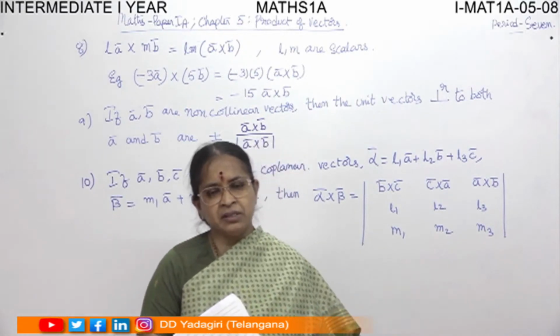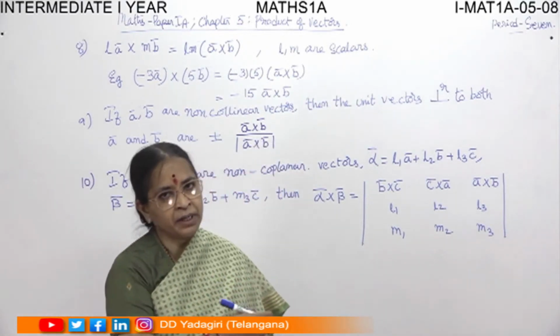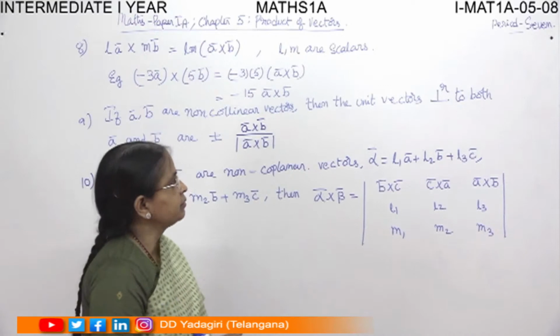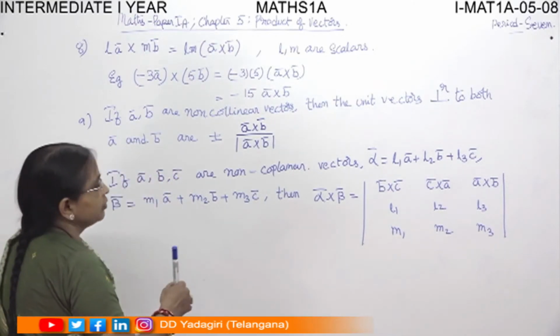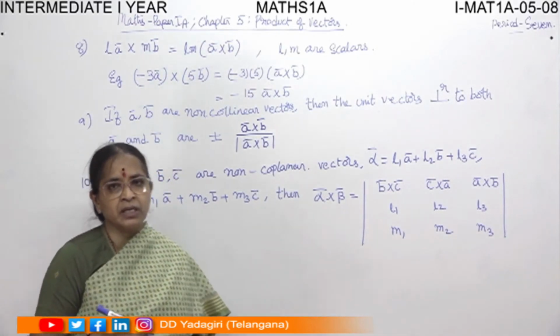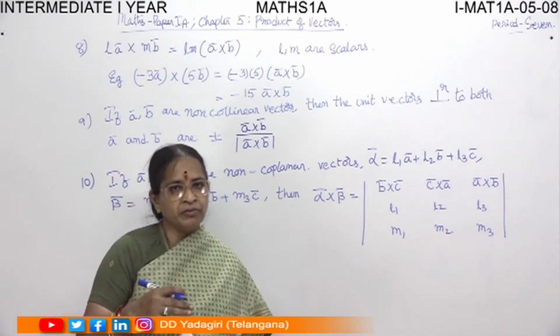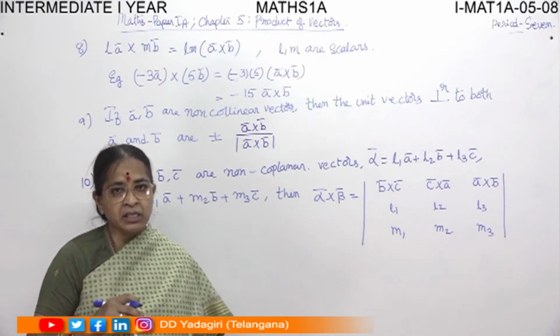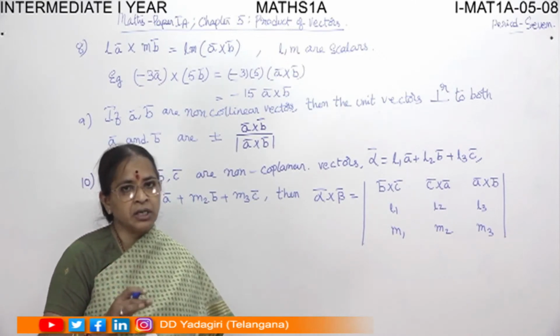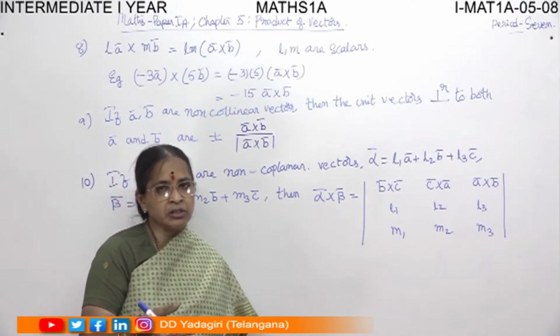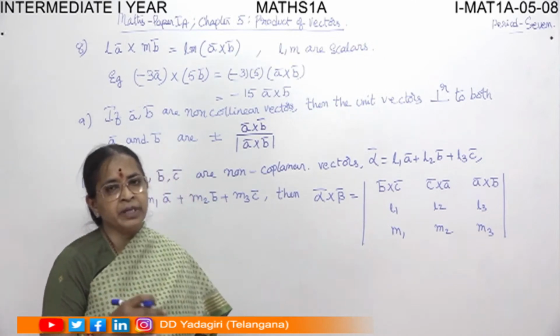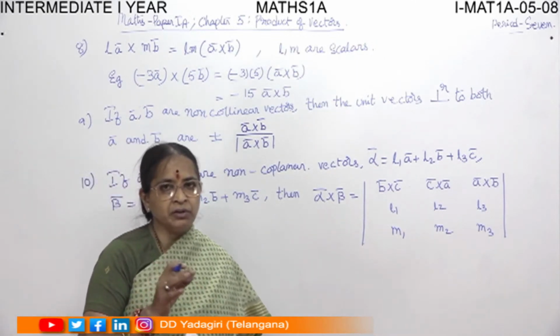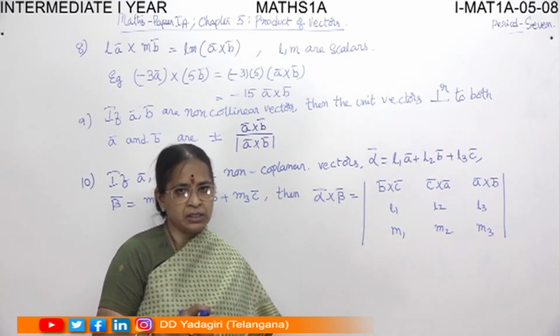The problems are very easy. Once you understand these properties, the problems are very simple, very easy to solve. So we already discussed A cross B is mod A into mod B into sine of angle between A and B into n cap, like that. And then A cross B is minus B cross A. And then A cross A is 0. When the two vectors are same, cross product is 0. A cross B is minus B cross A. That means when you interchange the vectors, you should change the sign.